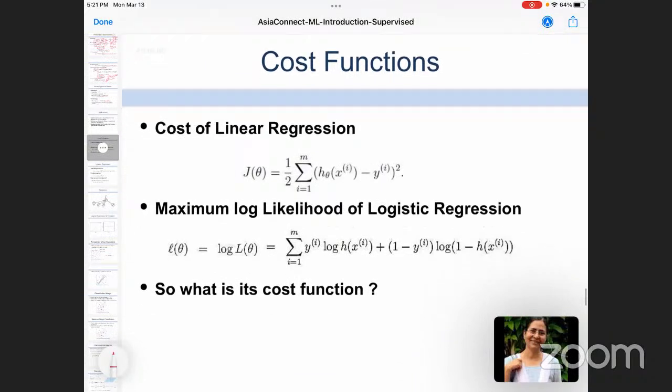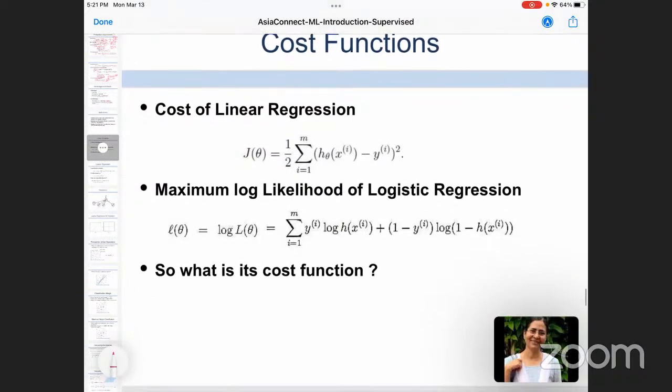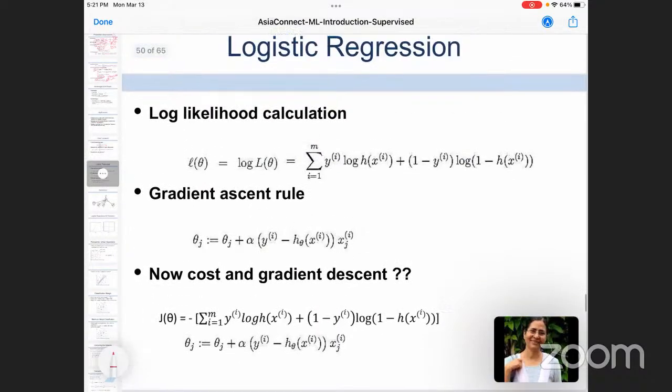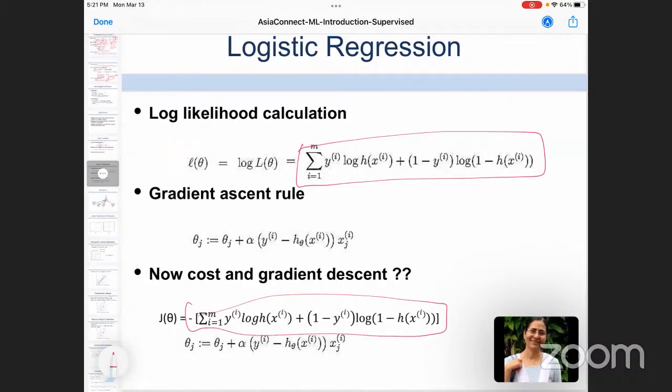And here is the quiz: what is the cost function? Basically, I have covered it. For linear regression, J theta is the cost function. And for logistic regression, the cost function is this one, L theta. The main difference is that one uses gradient descent, because I want to minimize, and the other uses gradient ascent, because I want to maximize. I want to find the maximum.